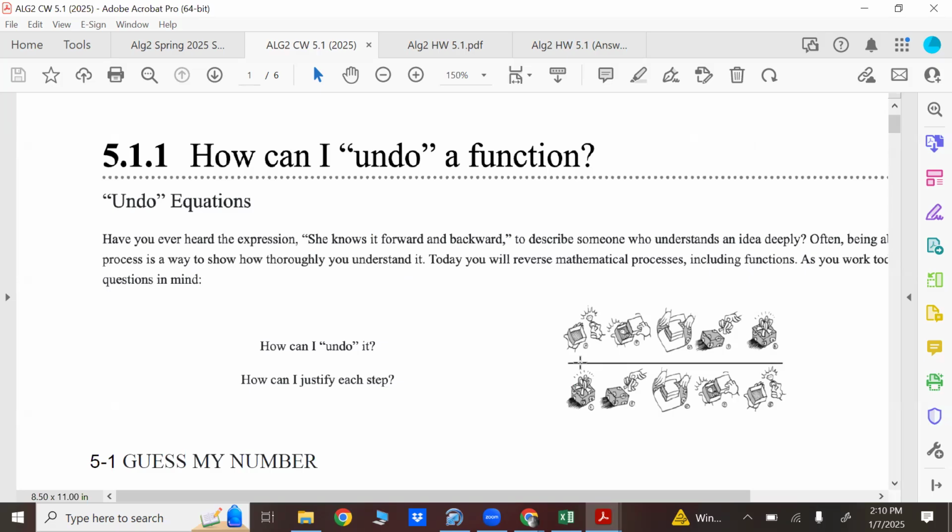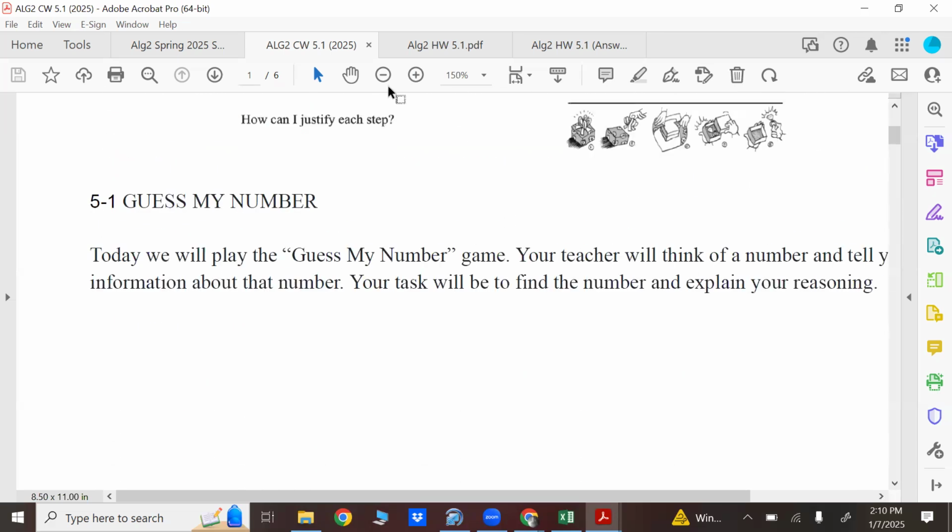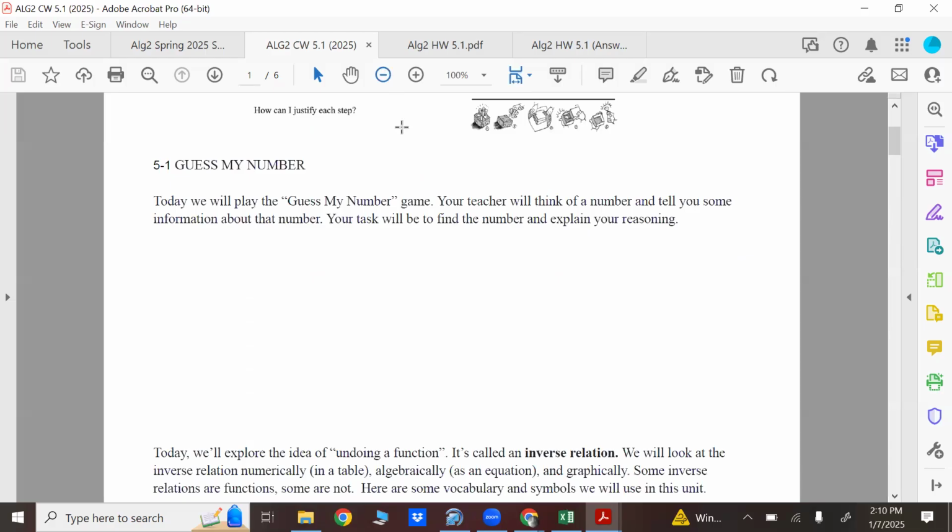The guys probably did that during Christmas. Wrapping presents, I think, is really hard to do. But anyway, let's play a little guessing game.